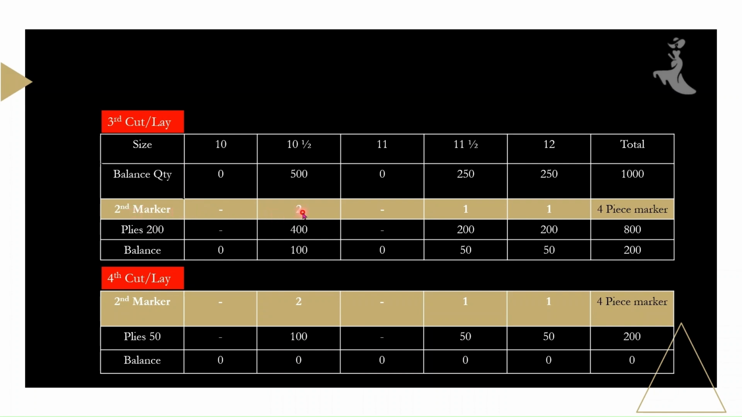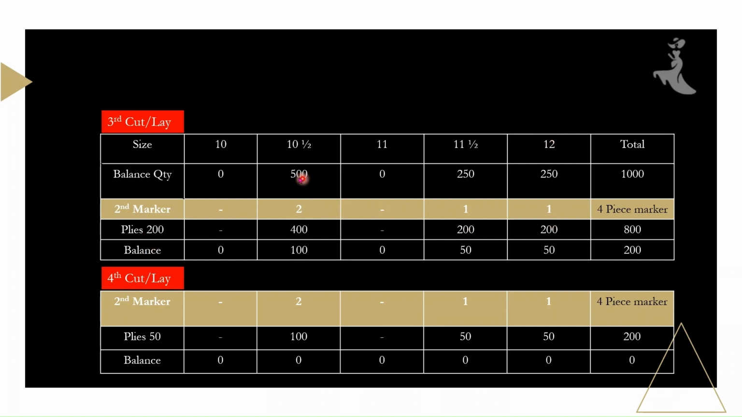Now, second marker, this is the combination 2, 1, 1. You may remember, I explained in the previous lessons, these are the two markers. Now, ply 200 is the maximum ply. Can we lay 200 pieces? Yes, you can. There are enough quantities to lay. Here is 250, 250, and 500. So if you lay 200 ply, 200 into 2, 400, that's the cut quantity. 200 into 1, 200, that's the cut quantity. 200 into 1, that's the cut quantity of this size.